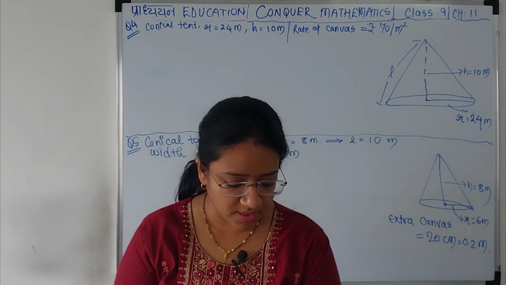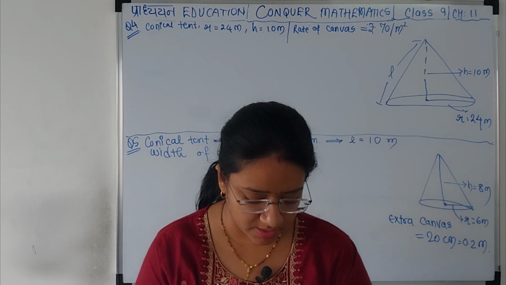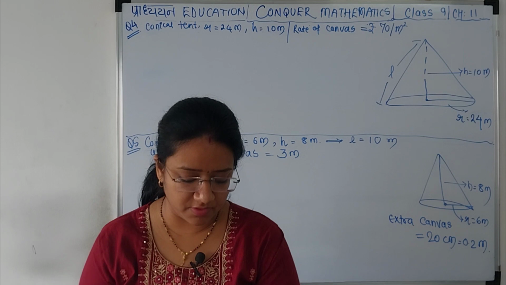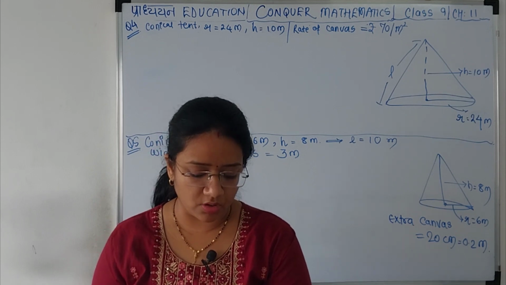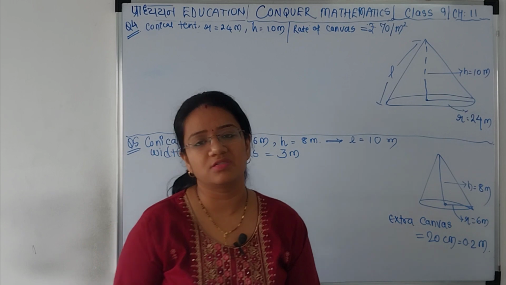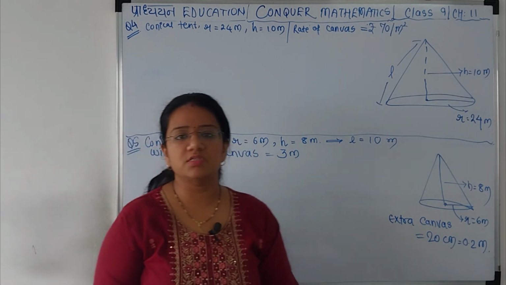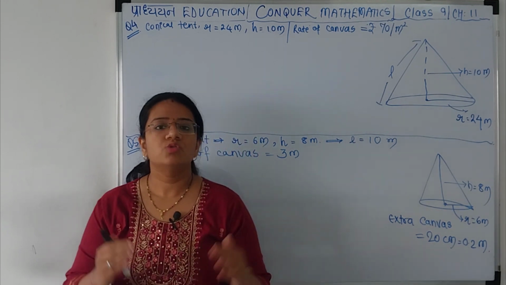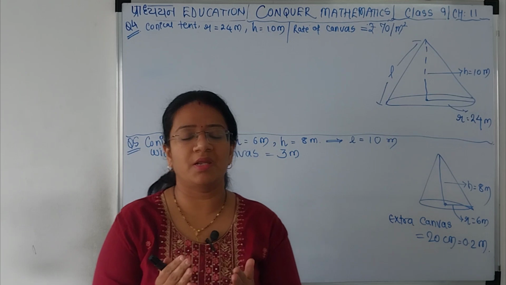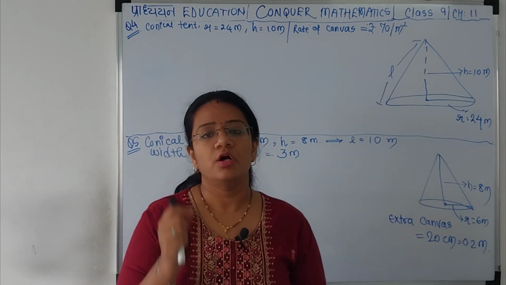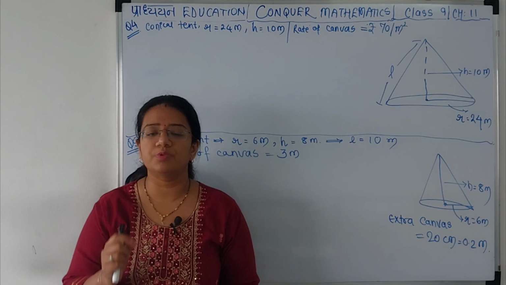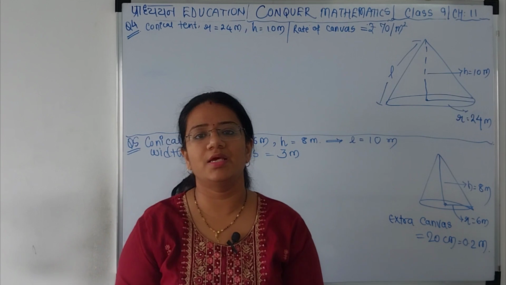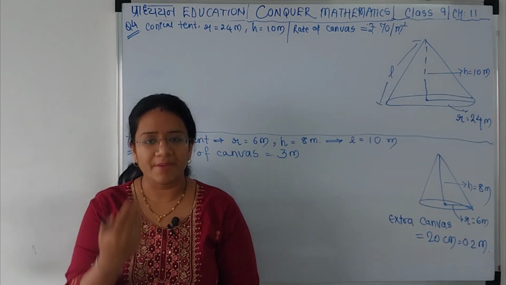The question says there is a conical tent 10 meter high and the radius of its base is 24 meters. Find the slant height of the tent and the cost of the canvas required to make the tent if the cost of 1 meter square of canvas is rupees 70. Very easy. See, canvas is nothing but the cloth that is used to make a tent. You understand conical tent? So the cloth that will be used to make the tent, that is what we call the canvas, and its rate is 70 rupees per meter square. And you have to find how much money it will cost to make the tent with the canvas.